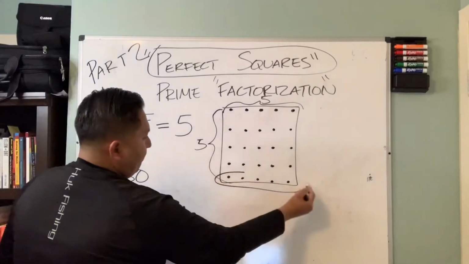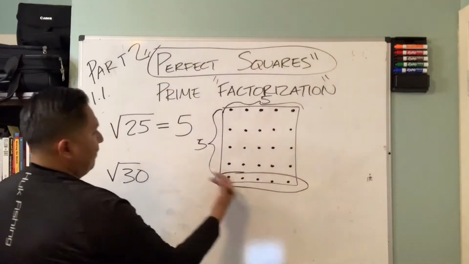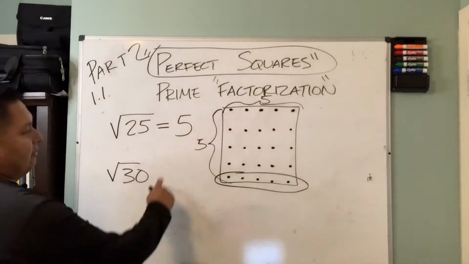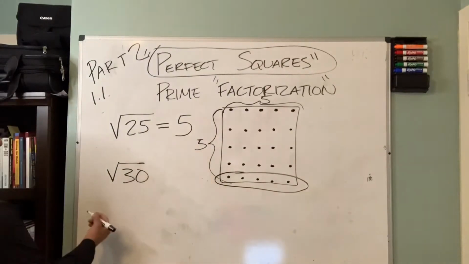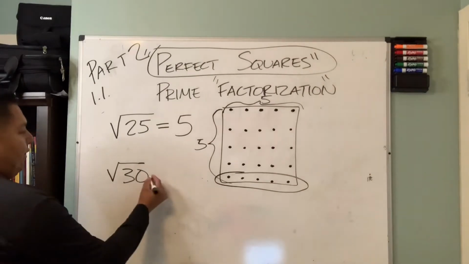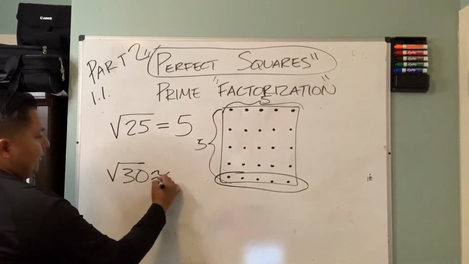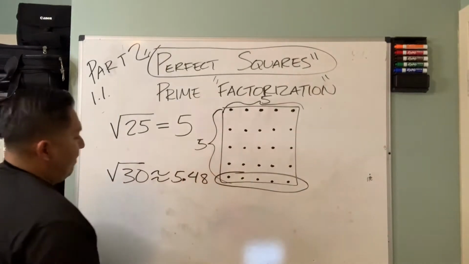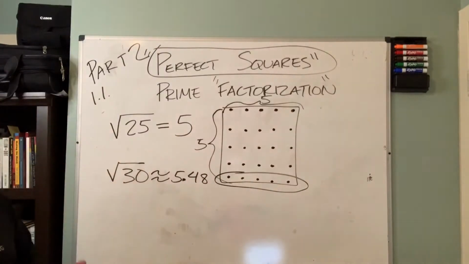Now the root would be the 1, 2, 3, 4, 5 on the bottom. So 25 is a perfect square. And also 5 is a prime number. The square root of 30, on the other hand, is approximately 5.48. 30 is not a perfect square.